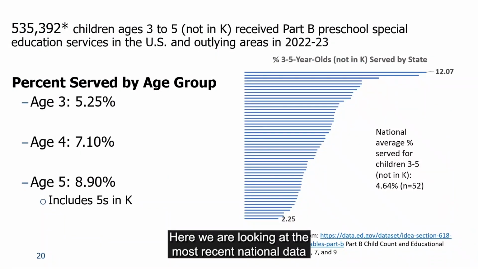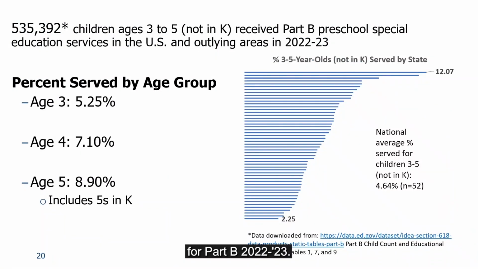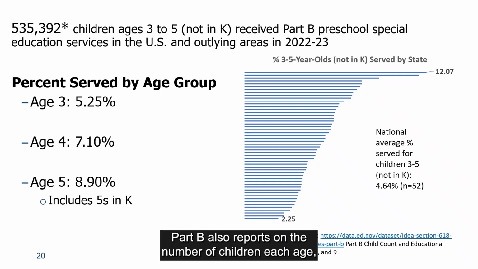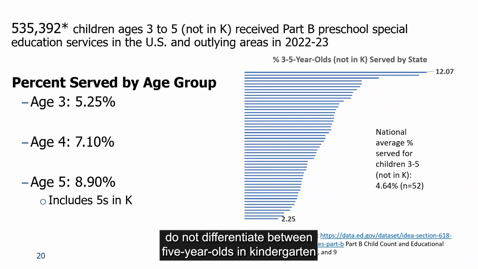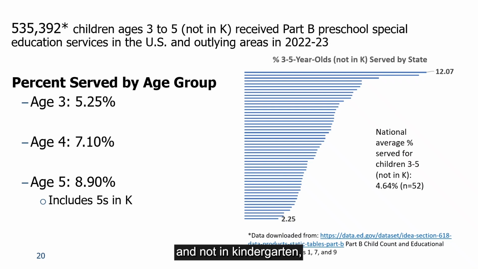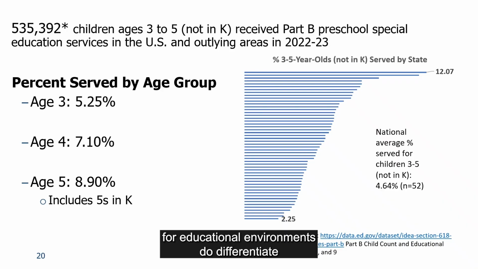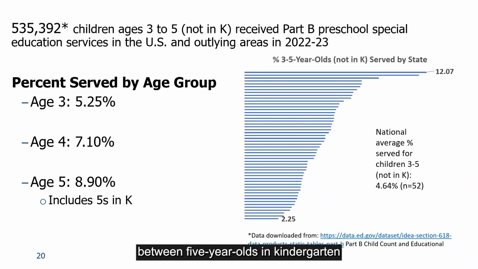Here we are looking at the most recent national data for Part B, 2022-23. Part B also reports on the number of children each age, ages 3 through 21, who receive Part B services. The 618 data tables for child count by age do not differentiate between 5-year-olds in kindergarten and not in kindergarten, which is why here you see the percentage of 5-year-olds served by Part B includes 5-year-olds in kindergarten. However, the data tables for educational environments do differentiate between 5-year-olds in kindergarten and not in kindergarten.